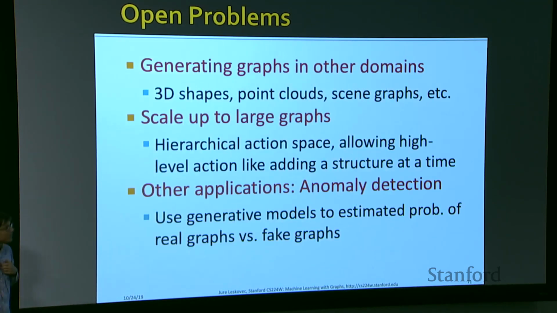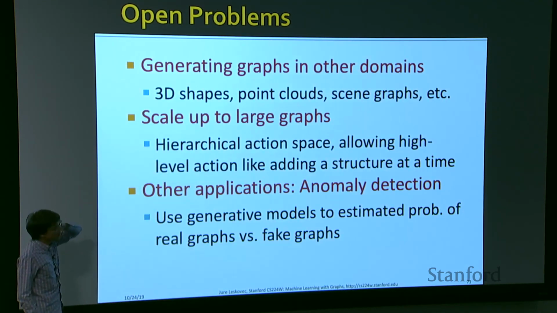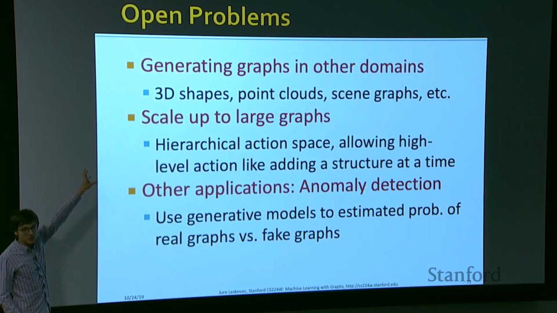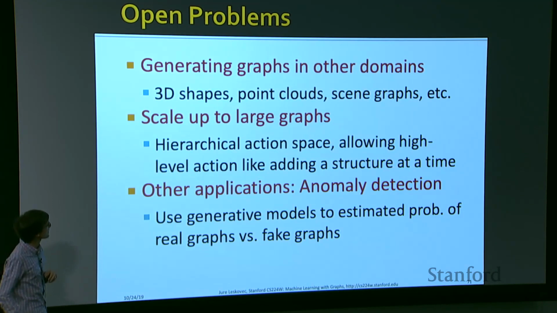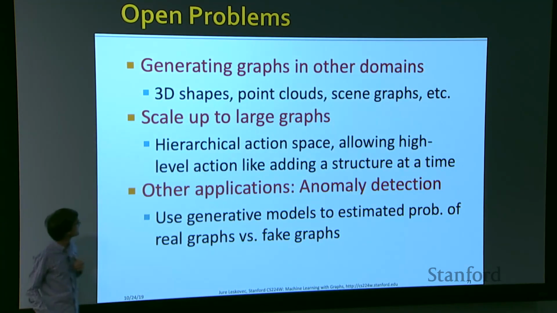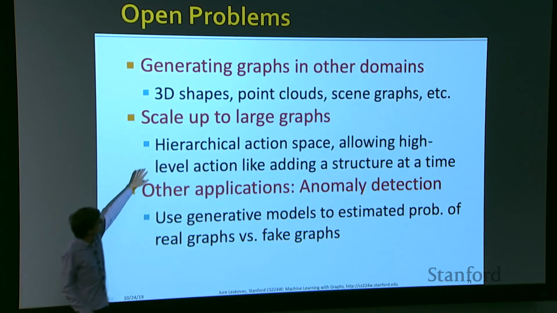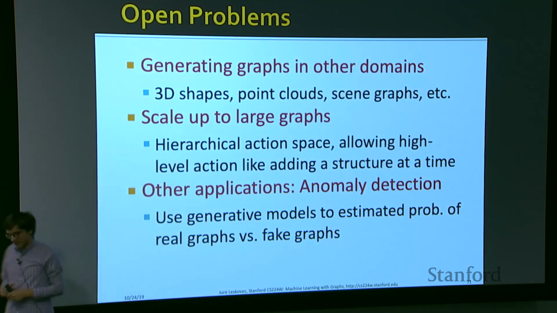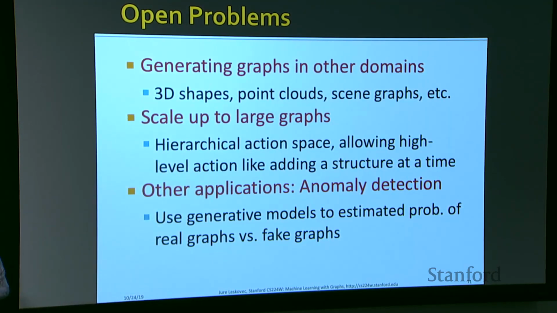So what are some interesting problems? An interesting problem is how would you use this to generate graphs in other domains? Maybe graphs of 3D shapes, right? You can represent a 3D shape as a graph, point clouds, scene graphs, things like that. How do you scale this to larger graphs? As I said, the technology I showed gets you to about 1,000 nodes, but that's tiny from a certain point of view. For molecules, it's big because molecules are usually small, a few tens of nodes.